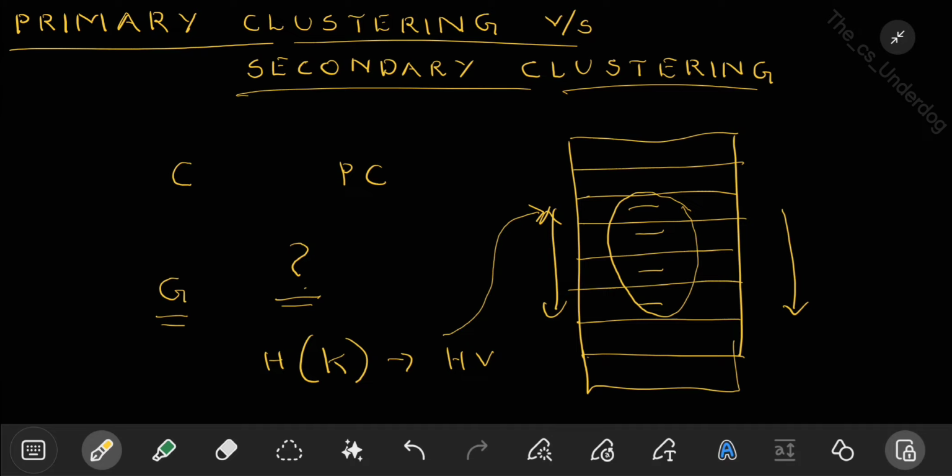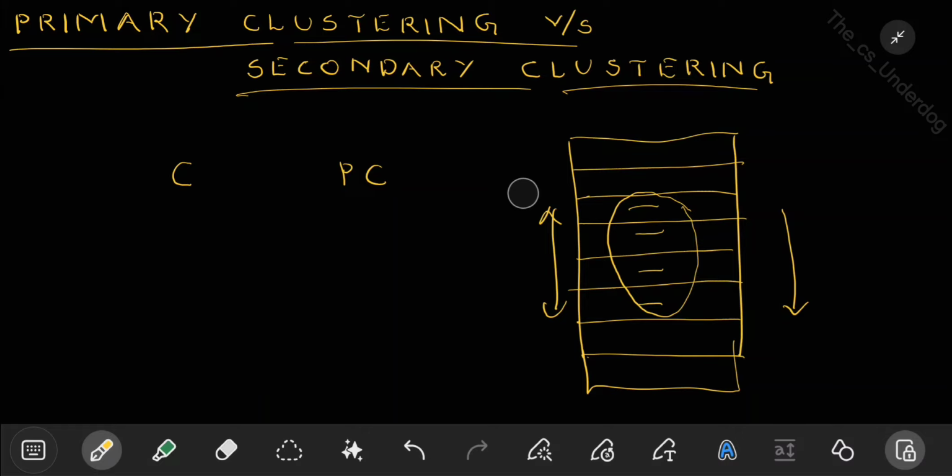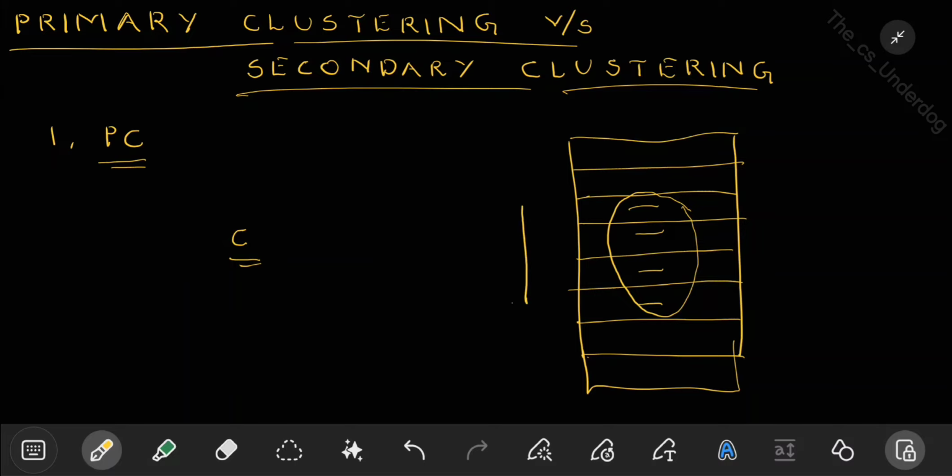Let us understand specific to primary clustering and secondary clustering, what exactly is the problem and in what situations is it affected? First is primary clustering. What is primary clustering? Primary clustering occurs whenever a group of consecutive slots in the hash table becomes filled. This is exactly what we had shown here, that is, these blocks are consecutive blocks. Whenever consecutive blocks form a cluster, it is called primary clustering.